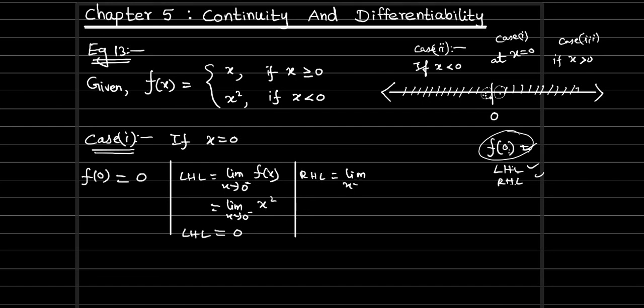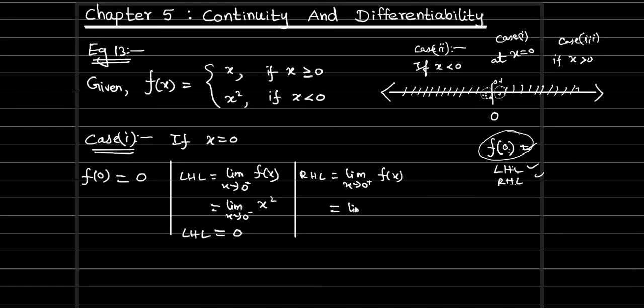Limit as x approaches 0 from the right side of f(x). Right side close values of 0 will be greater than 0. Approximately it's 0 only. Even if you take 0.1, 0.11, when we round it, we get 0. But anyway, it is greater than 0, right? If it is greater than 0, the suitable function is the first one.